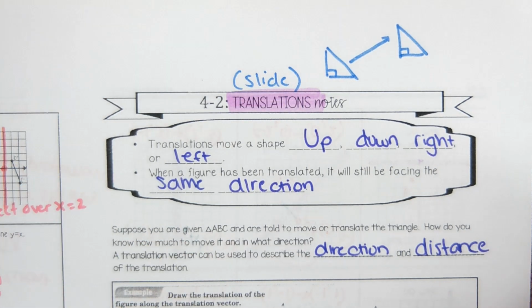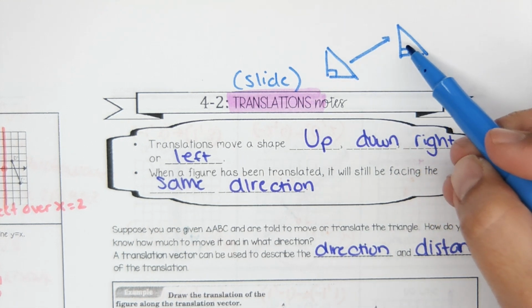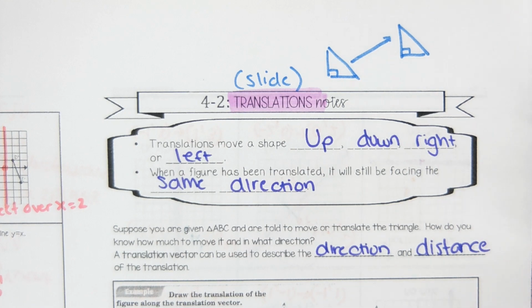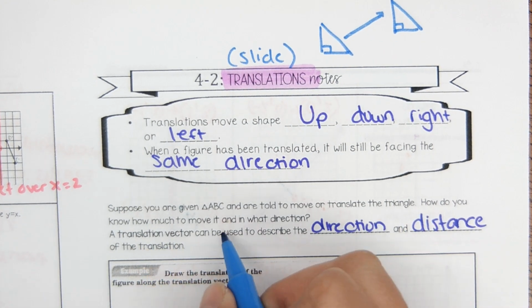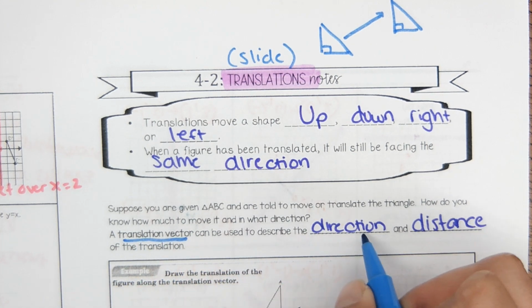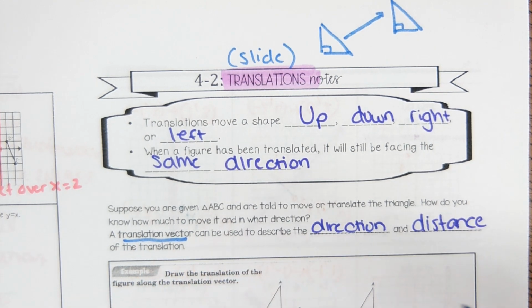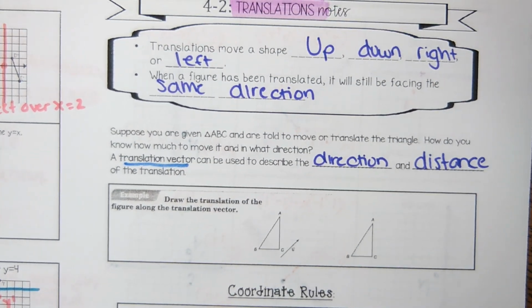And then what we're going to be looking at today is the mathematical directions to tell somebody exactly where that location is. So how do you know how much to move it and in what direction? A translation vector can be used to describe the direction and distance of the translation. So the vector can look different ways. The first way we're going to see it is visually.